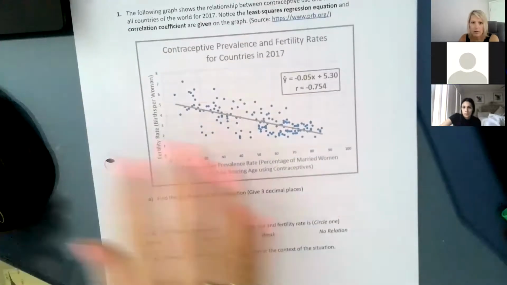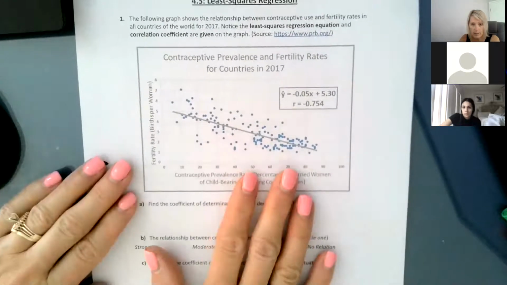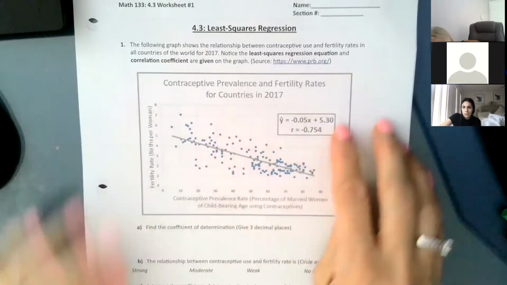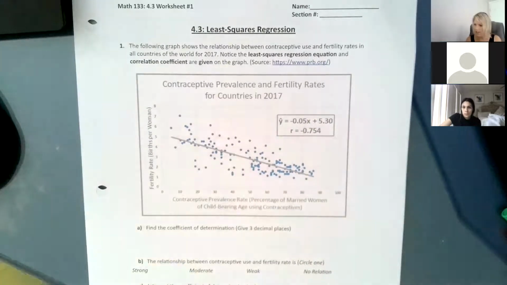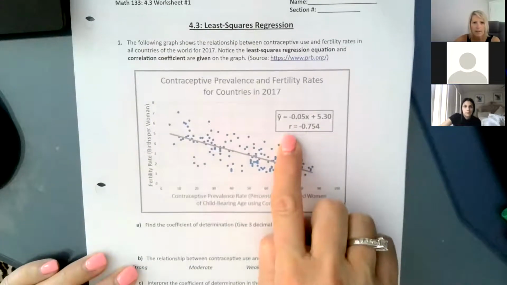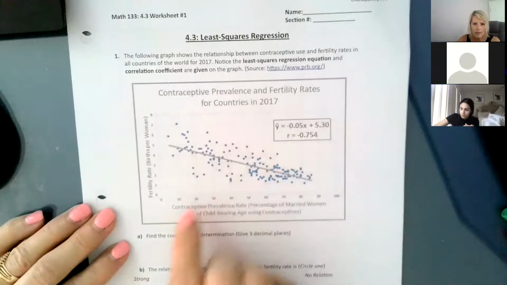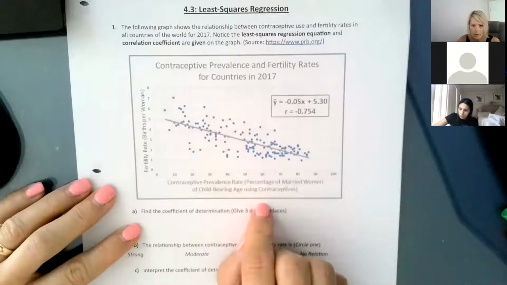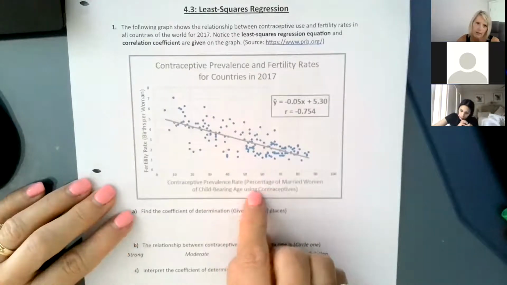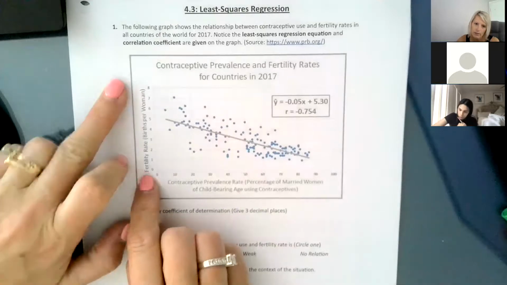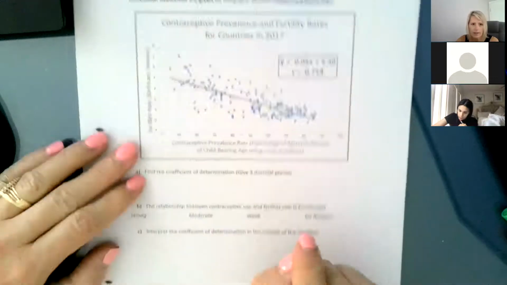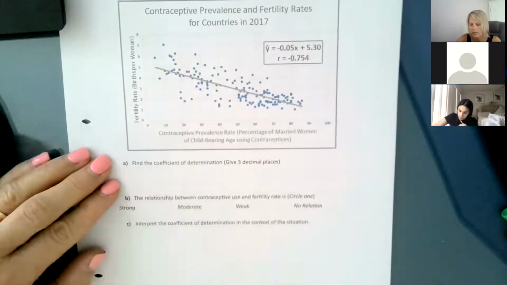So this is another example where we give you a scatter plot with no data. I already gave you the linear regression equation. And in this case, the correlation coefficient, just the R, not the R squared. This data is measuring the contraceptive rate of married women of childbearing age and the fertility rate in births per woman. It says, find the coefficient of determination.